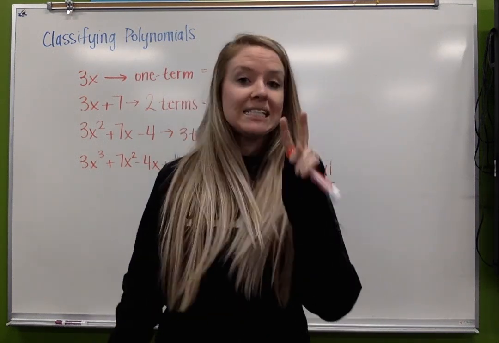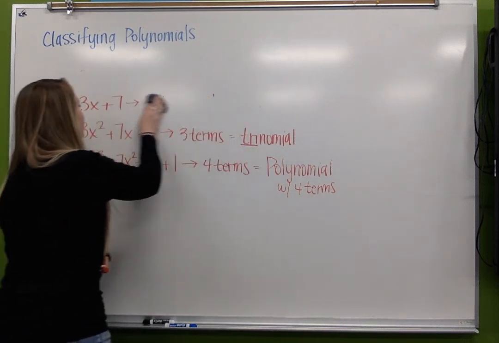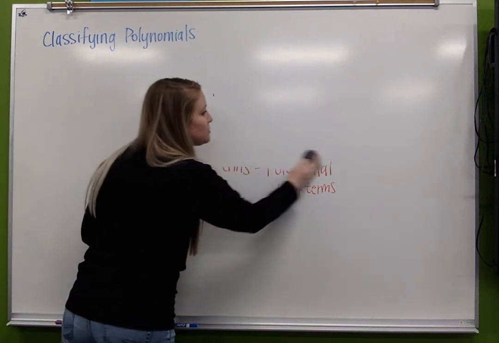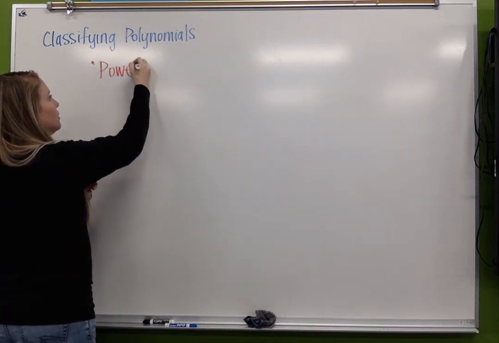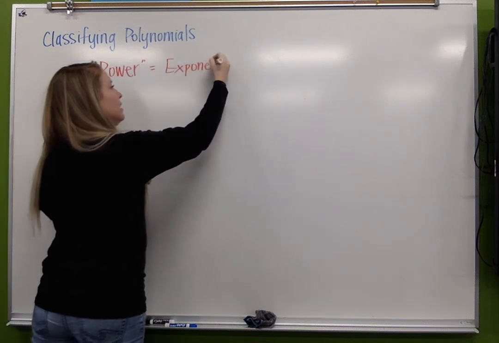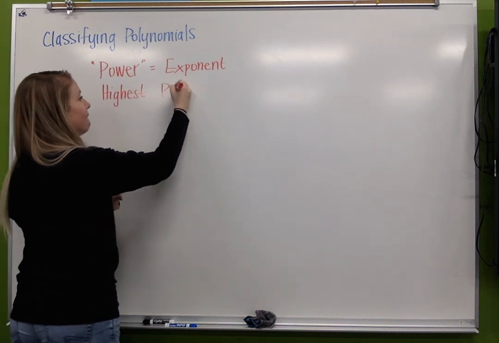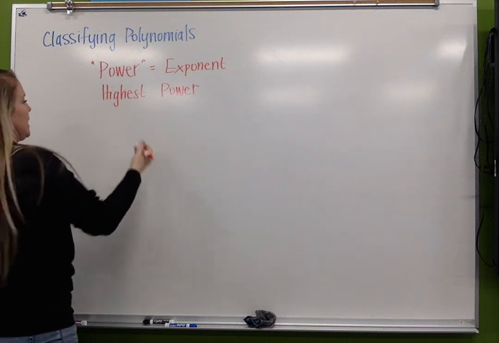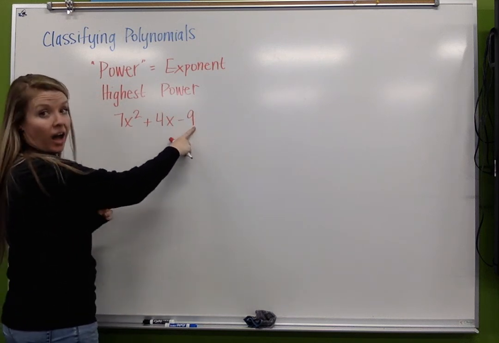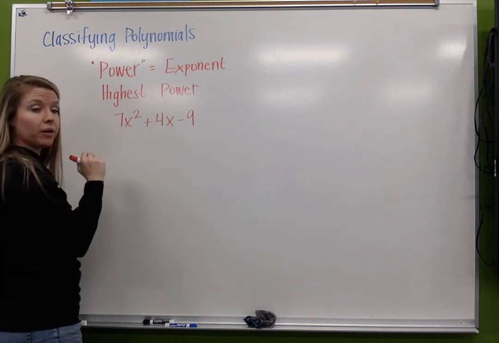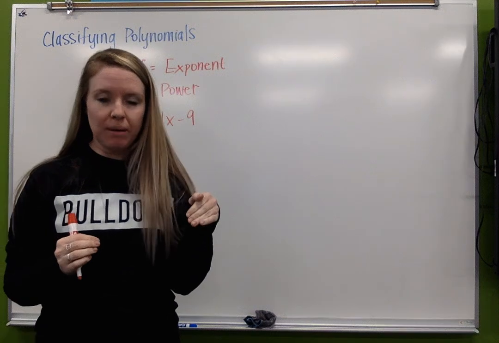Okay, cool. The second way that we classify our polynomials is based on its highest power. Let's take a look at what that means. Power is another word for exponent. When we classify a polynomial, we classify it by its highest power. Just for example's sake, let's say we have 7x squared plus 4x minus 9. This is a constant. Then we have a 4x to the first power and a 7x to the second power. That second power is the highest exponent, so that's what we're going to base our classification on.